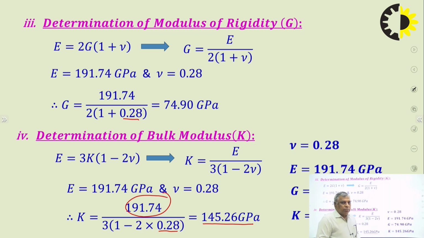Now one more problem we will try. Here the answers are shown. Poisson ratio we have determined 0.28. Modulus of elasticity of the material bar is 191.74 gigapascal. Modulus of rigidity is 74.90 gigapascal. Bulk modulus is 145.26 gigapascal.